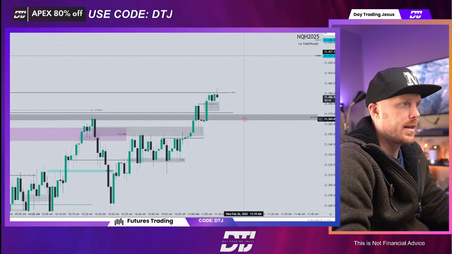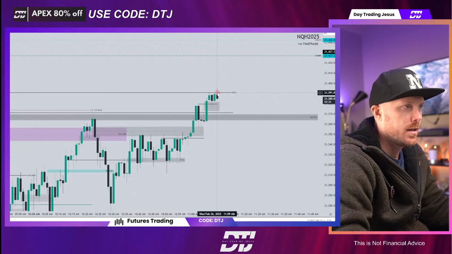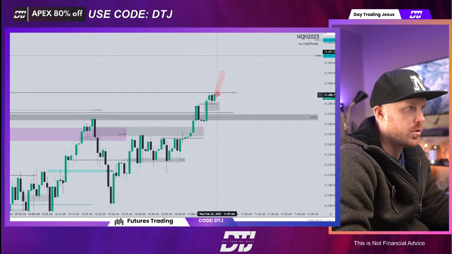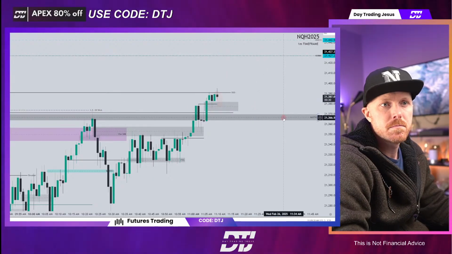I'm going to let that come back down in here. I wanted to see it expand. It didn't. So we will wait for it to come back down into here, and I'll take my long inside this.